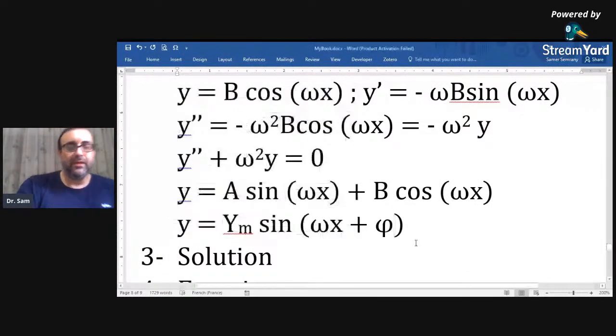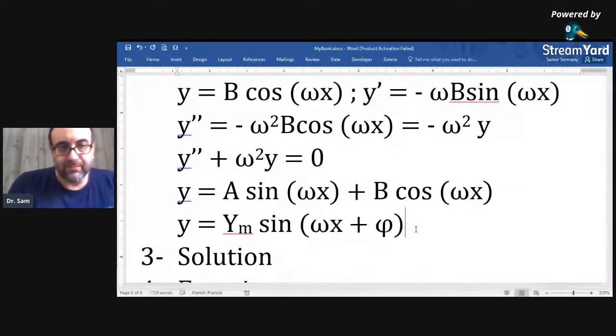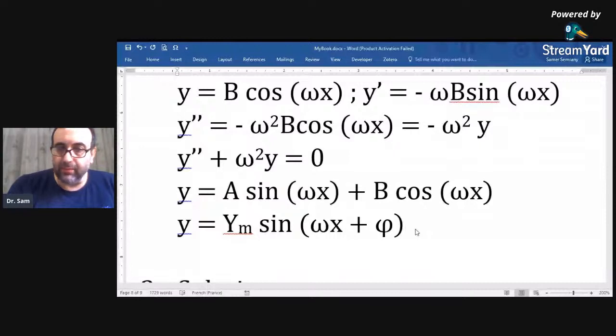Okay, so it is another form to write the same thing. We can prove that. Let's prove that. So how can I transform this form into this form?